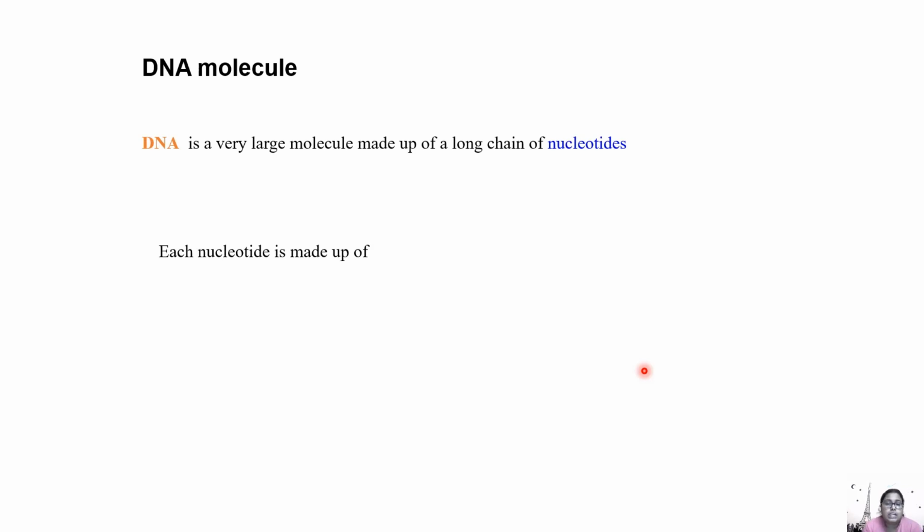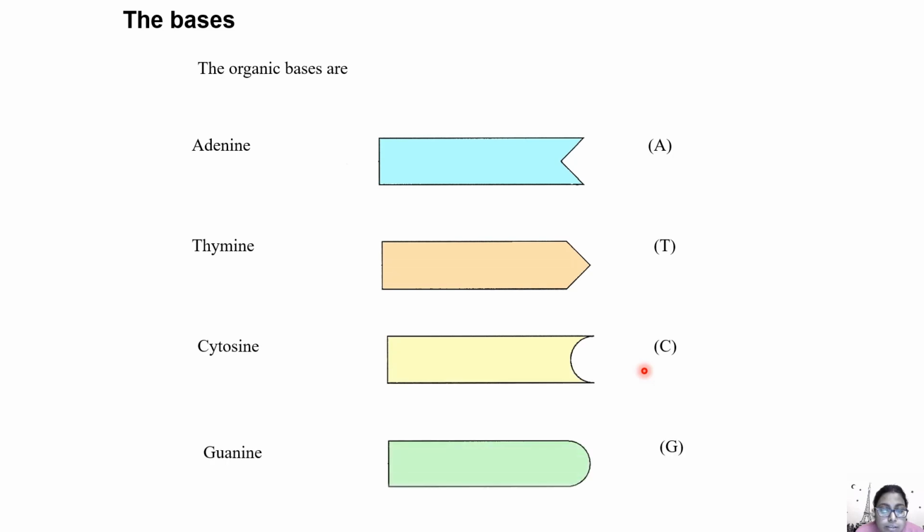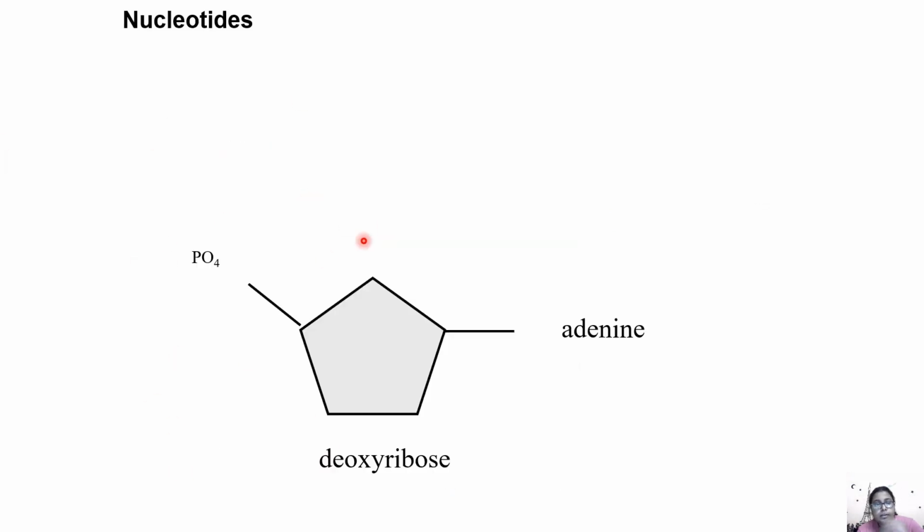It's obviously a very large molecule made of a long chain of nucleotides, and each nucleotide is made of a sugar called deoxyribose, a phosphate group, and an organic base. The organic bases are adenine, thymine, cytosine, guanine. So ATGC. We don't have uracil in DNA. Uracil is seen in RNA in place of thymine, but in DNA we see ATGC. These are the 4-letter abbreviations of these nucleotide bases.